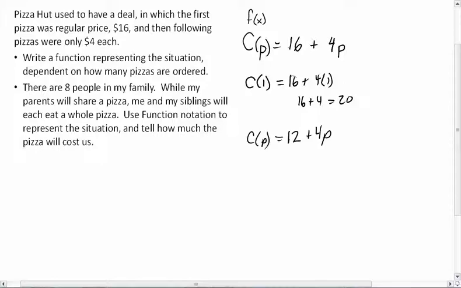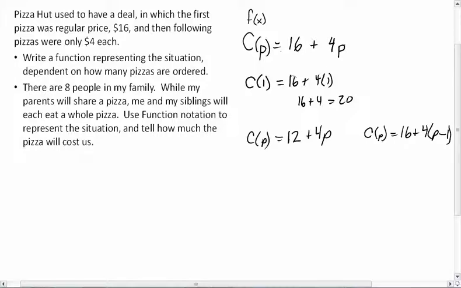Right? The 16 is the first pizza. And so if I put in 1, I'm paying for the first pizza plus I'm paying for 1 extra. And so what you could do is you could write this as C(p) = 16 + 4 times (p - 1). Because what that would do is it would take that first pizza and get rid of it so that you don't multiply the first one times 4. But when you get the second one, you'd put a 2 in and you'd multiply it by 1. So either one of those hopefully should accomplish what we want it to.